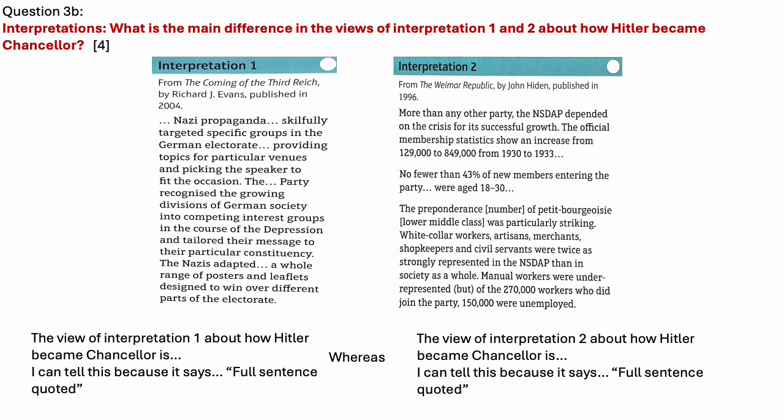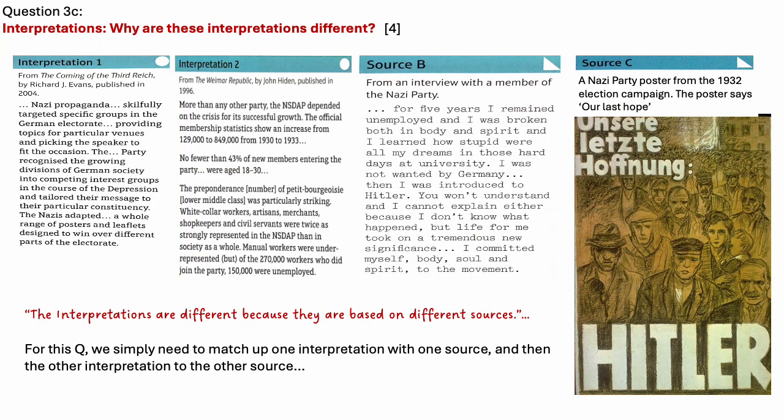Okay, so now what we've done is we've done some work on the sources and we've done some work on the interpretations. And then we very quickly move on to 3C, which is again another four marker, but dead straightforward this one. This is asking you, why are these interpretations different? And this is where we can bring our sources back now. All right, so you know the sources we did for 3A?